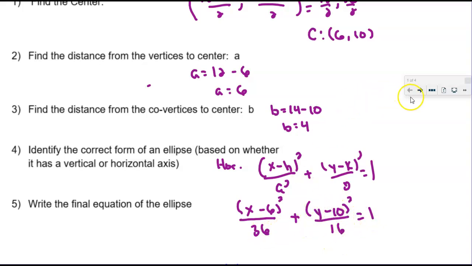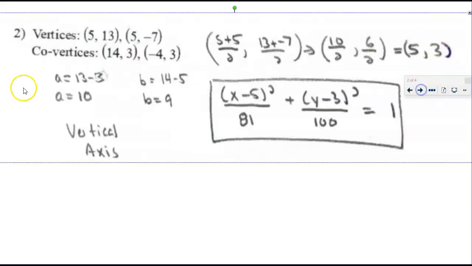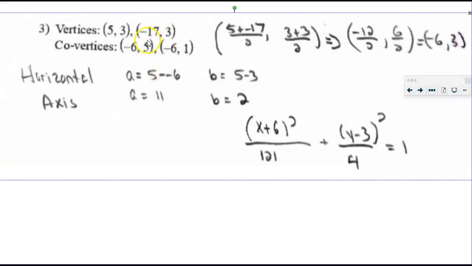equals 1. I'm going to encourage you guys to pause the video and try those next two equations for me. And once you did that, hopefully you got, this one had the y values changing, so that meant it had a vertical axis. So we had (x minus 5) squared over 81 plus (y minus 3) squared over 100 equals 1. And then the next one, I noticed that the x values are changing, which means it has a horizontal axis, and I ended up with this equation. Okay, hopefully this helps out.